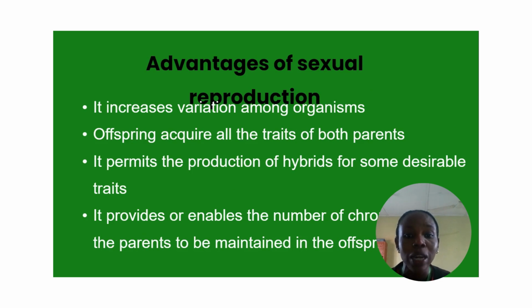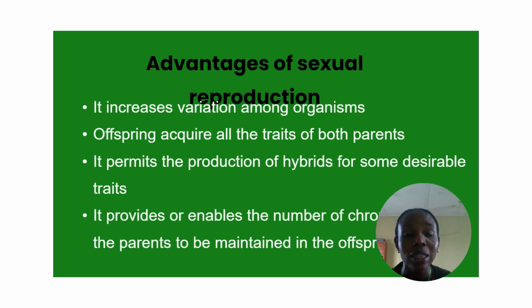Number two is that offspring acquire all the traits of both parents. Since sexual reproduction involves fusion of the sperm cell and the egg cell. Now, for the sperm cell, 23 sets of chromosomes, which is haploid, are being released, and the ova also 23 sets of chromosomes are being released. So the zygote, which is the product from the fusion of the sperm and the ova, contains 46 sets of chromosomes, and this acquires all the traits from both parent organisms.